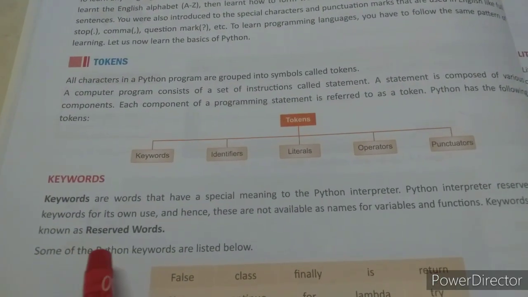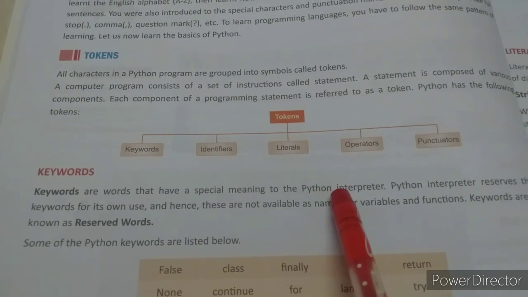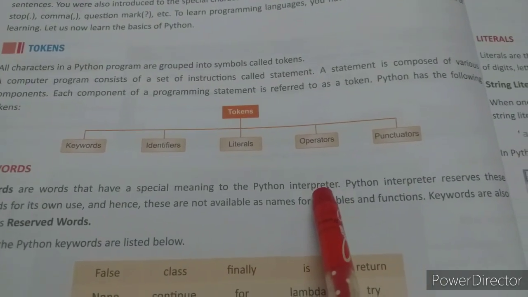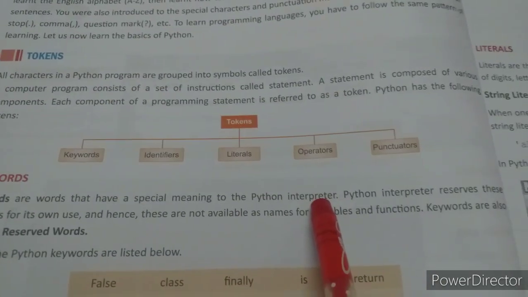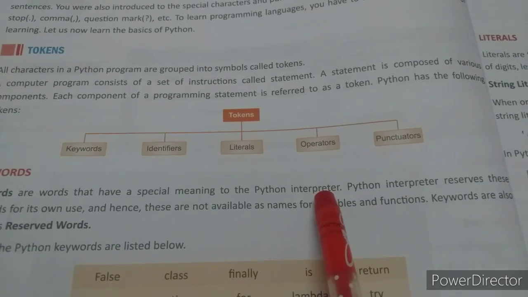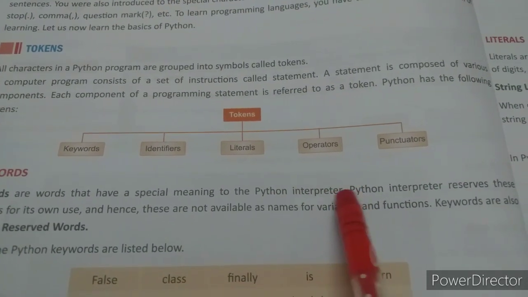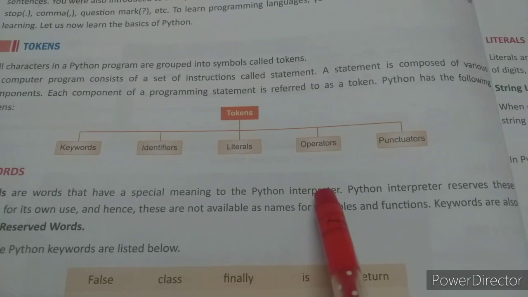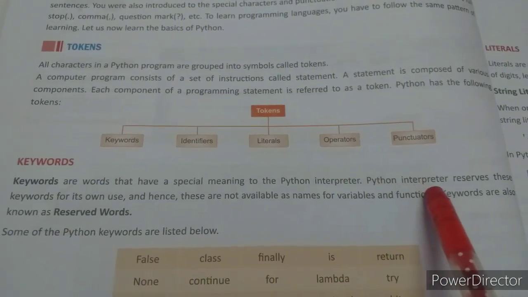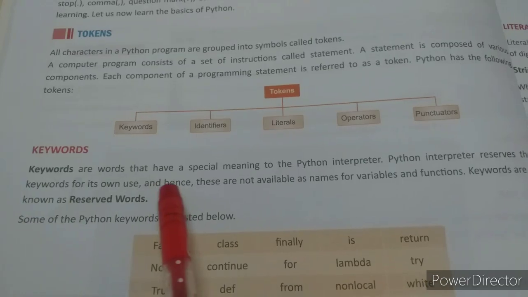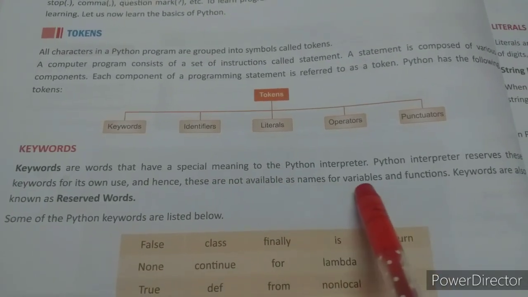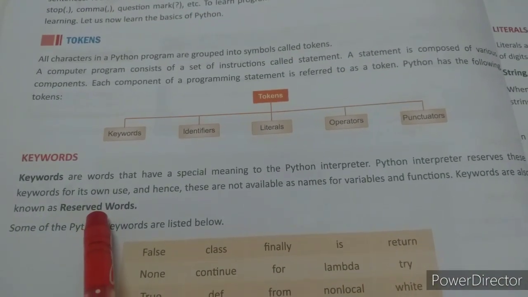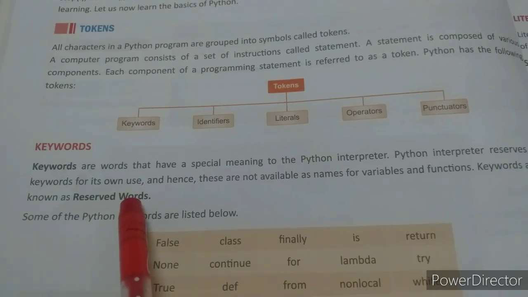Keywords have special meaning to the Python interpreter. Interpreter means, as I said, we are learning a high level language. It will be translated to low level language, as the computer understands only low level language. The interpreter converts the high level language to low level language. In Python, it is the Python interpreter. The Python interpreter reserves these keywords for its own use. Hence, these are not available as names for variables and functions. Keywords are also known as reserved words.